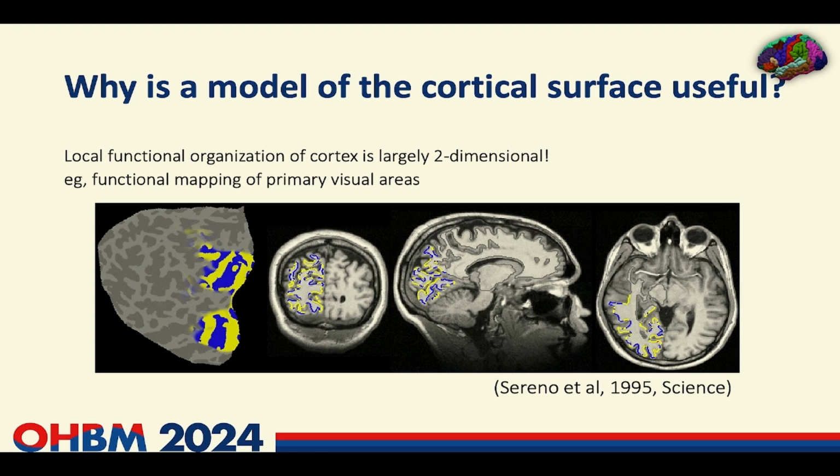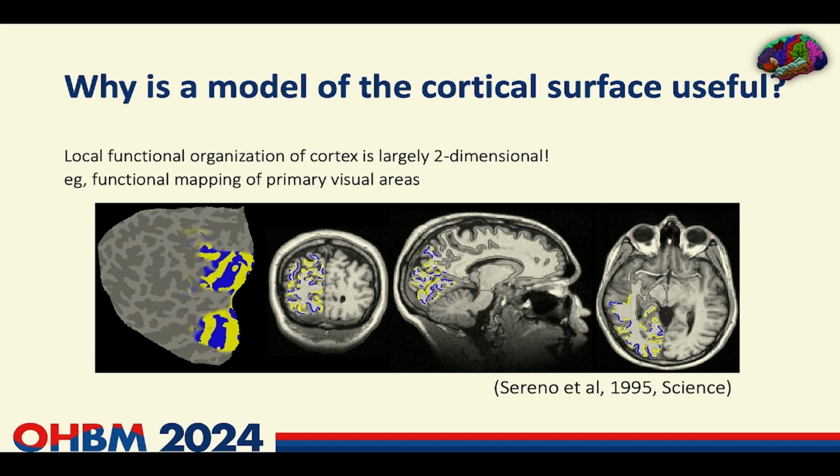You have hopefully by now been convinced that if you're analyzing and interested in measurements that are related to the cortex, you should do your analysis on the surface. I like this image from the Sereno 95 Science paper, which shows you the functional mapping of primary visual areas, both in the volume and on the flattened surface.